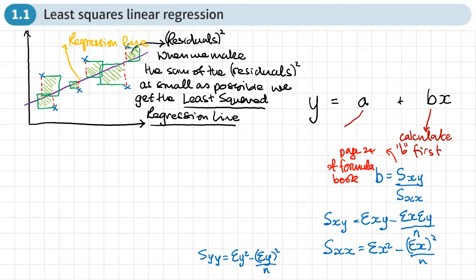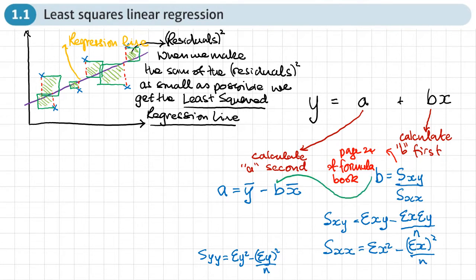Now, once we've got B, we can then use it to find the value of A. So we calculate A second because we need the value of B to calculate A. The way that we calculate the value of A is equal to the mean of all my Y values minus B, there it is, what we've just worked out, times the mean of all the X values. So I'll just put a little arrow here to show that that B is the one that goes there.